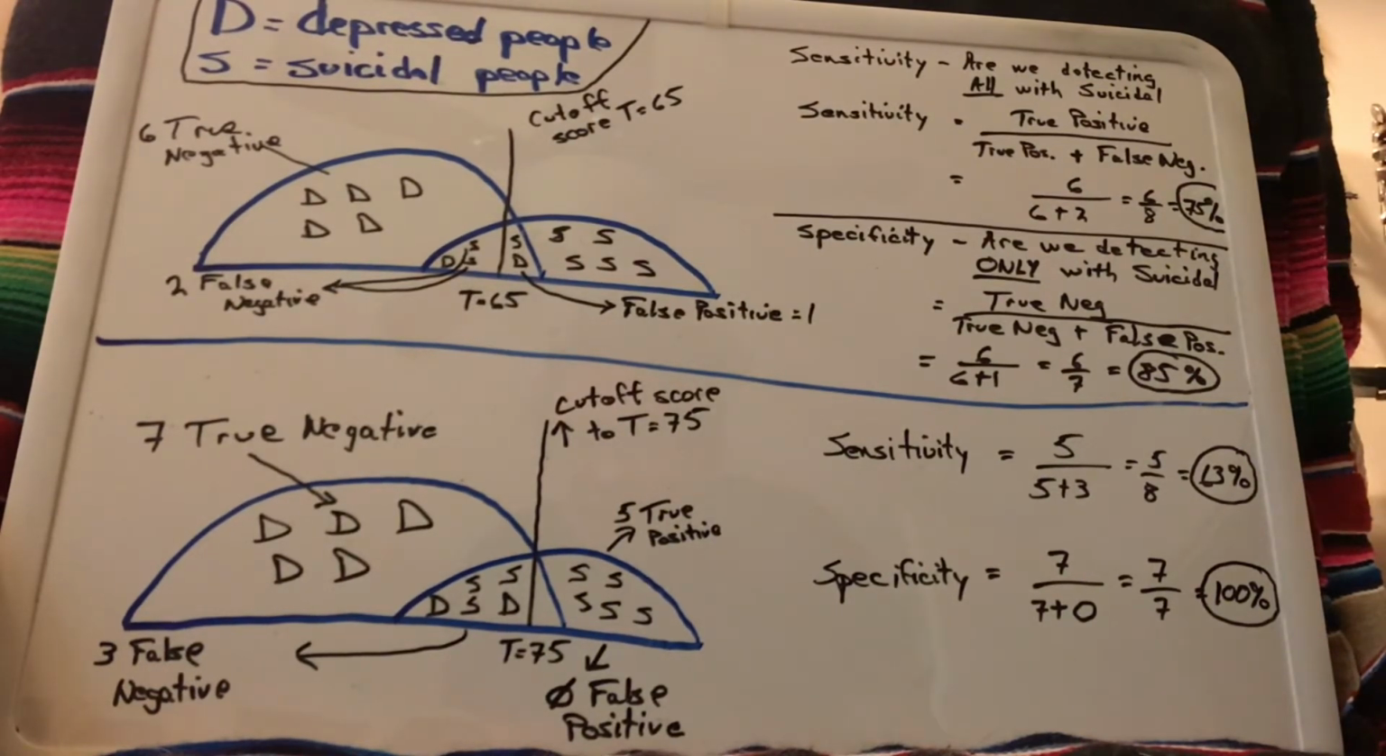Okay. Now, again, you can kind of study the graph and look at this closely on your own time, but ultimately and generally, when we increase a cutoff score, typically we're going to decrease the sensitivity and we're going to increase the specificity of a test.